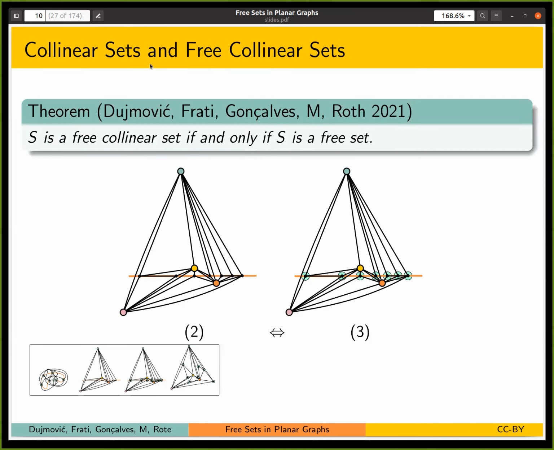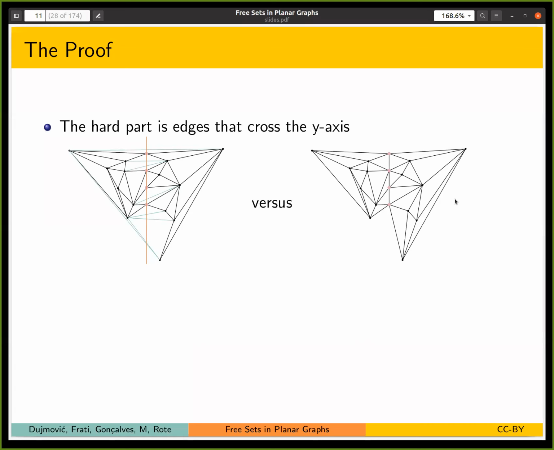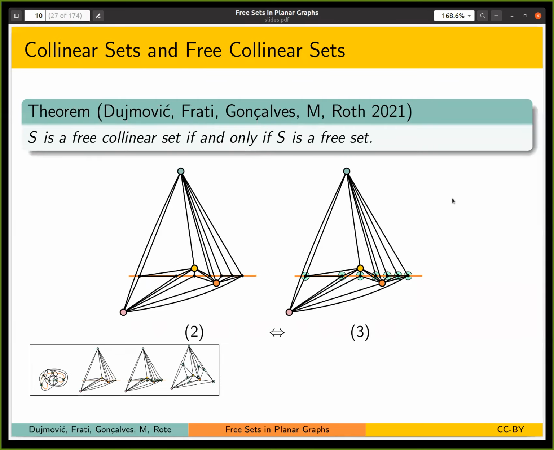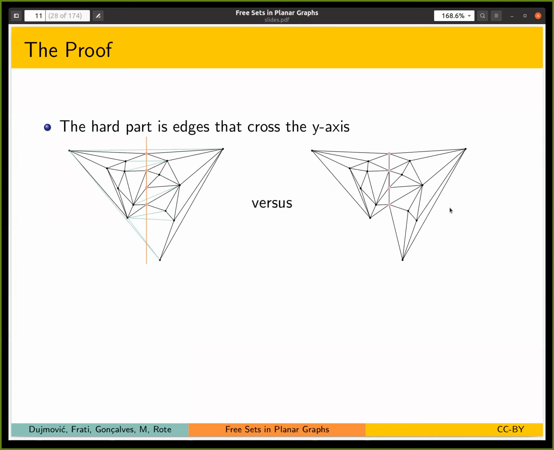Okay, so yeah, this is the main result in that paper: F is a collinear set if and only if it's a free collinear set. All right. Now, unfortunately, because I'm mixing two slide decks, I'm going to try and draw these on a vertical line instead of a horizontal line. Sorry about that.